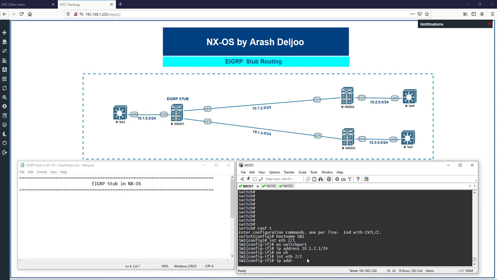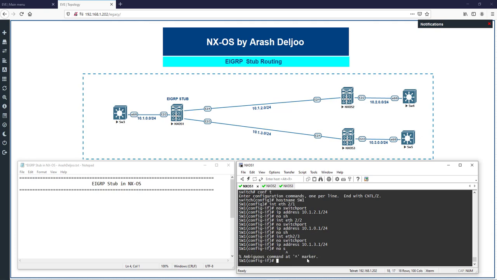This is interface Eth2/2 with the IP address of 10.1.0.1/24. First we should configure this interface as no switchport, and then IP address 10.1.0.1/24, then no shutdown. This is the second command. And after that, interface Eth2/3: first command is no switchport, the second command is IP address 10.1.3.1/24, and then no shutdown. That's it. This is the configuration of the IP addressing in switch 1.